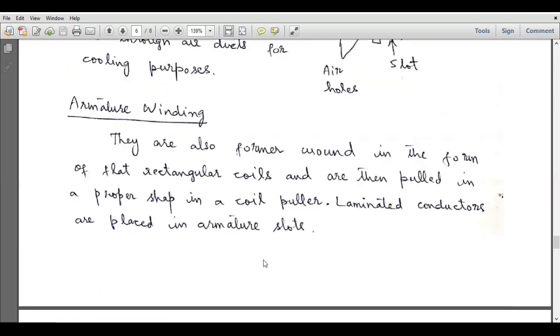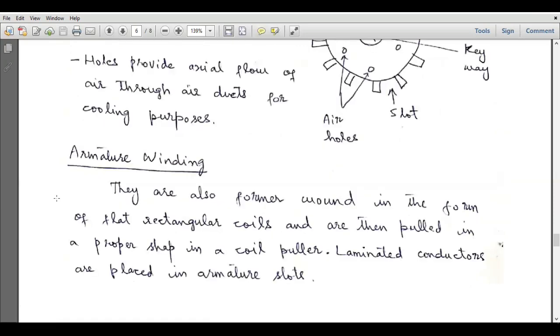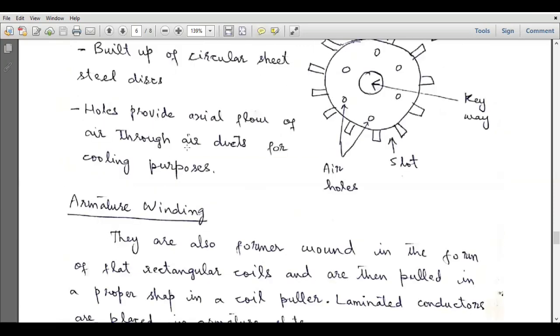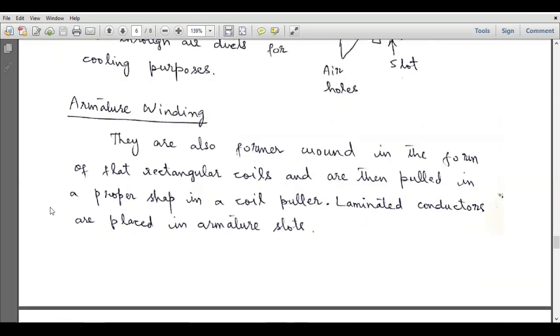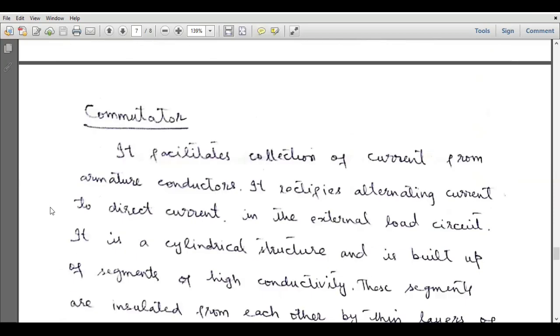So armature winding will be discussed in the next lecture in detail. I will explain how the armature winding can be done in a DC machine, and what the types of armature windings are and what their characteristics are.